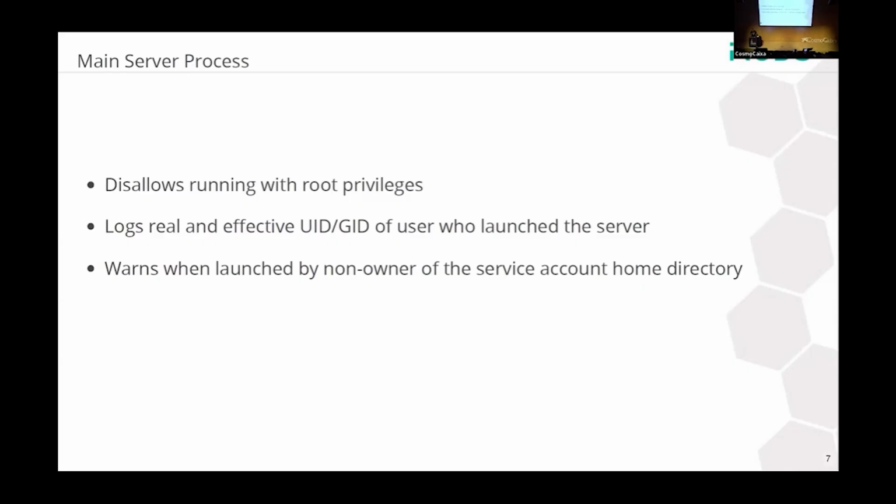We also made it so that the server logs the user ID and group ID of the user who launched the server process. If it turns out that the user who launched the process does not have ownership of the server's account home directory, then we'll log a warning. We won't stop the server or stop it from being launched, but we will log a message so the administrator will know that this has been done.